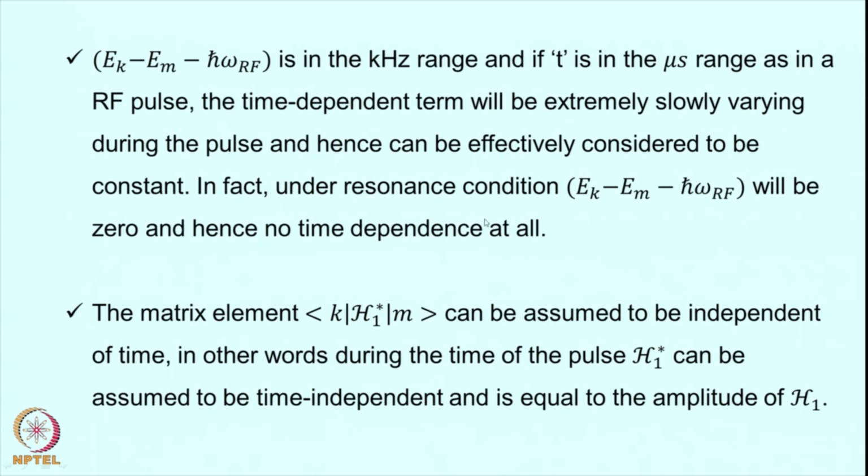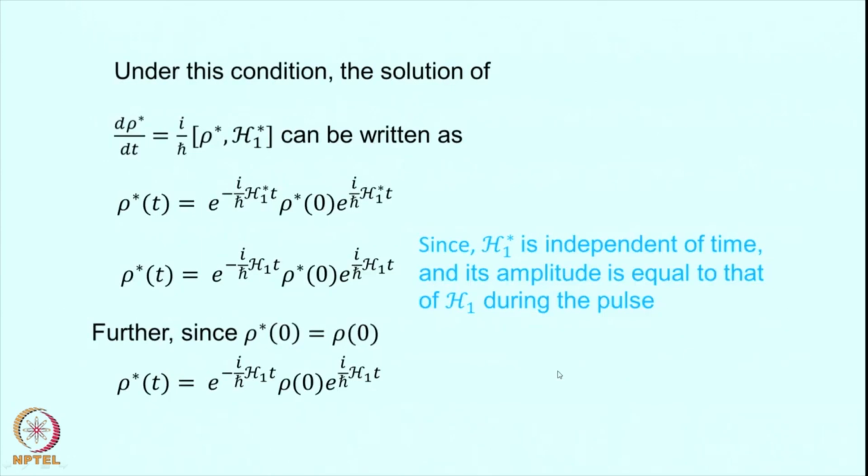Therefore, typically for a hard pulse, which is of the order of 1 microsecond, or even sometimes you can effectively treat it as a delta function, that term is 0, then this term will be completely independent of time. In that case, the matrix element can be assumed to be independent of time. In other words, during the time of the pulse, H1 star can be assumed to be time independent and is equal to the amplitude of H1. And what will be the amplitude of H1? This is not varying, therefore it must be equal to H1 0. So what was in the beginning, that is what is going to be there.